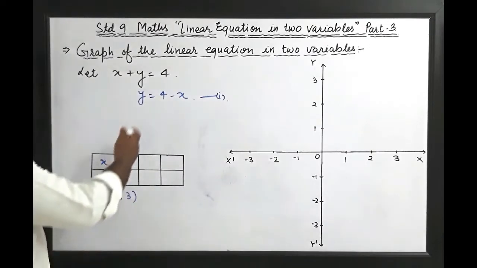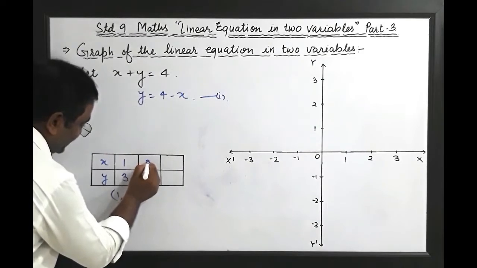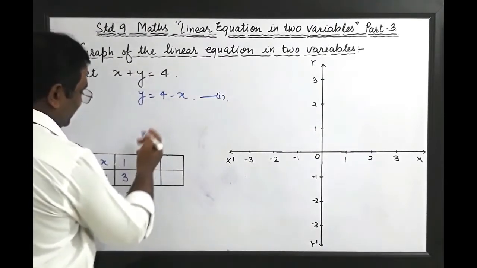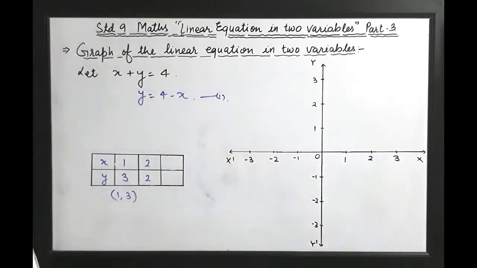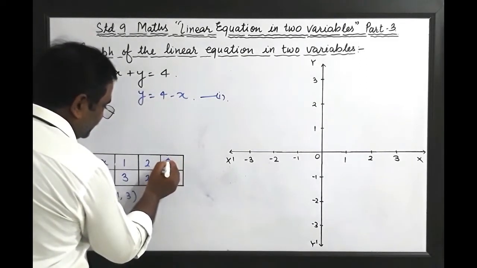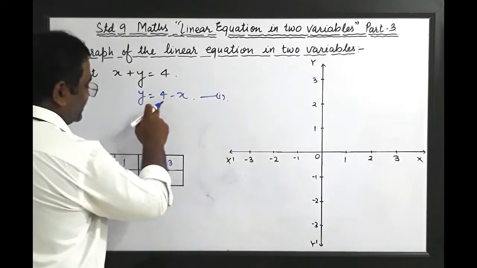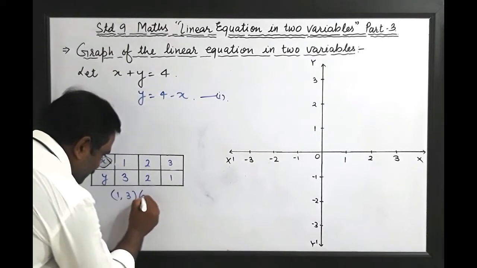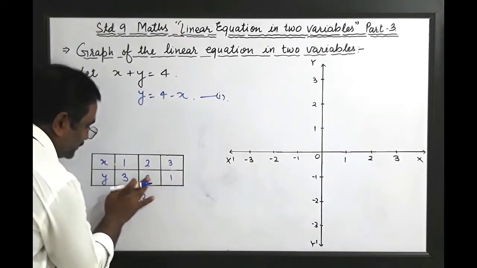Let us take x is equal to 2. When you substitute x is equal to 2 in this equation, then y is equal to 4 minus 2, that is equal to 2. And when you substitute x is equal to 3 here, then you will get y is equal to 4 minus 3, that is equal to 1. So you got 3 different solutions of this equation.